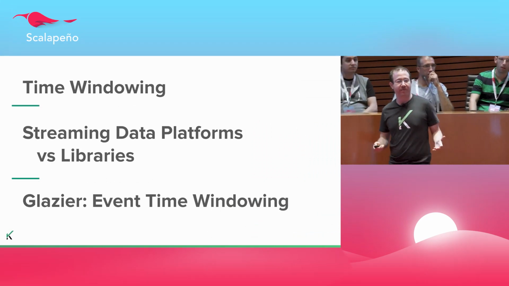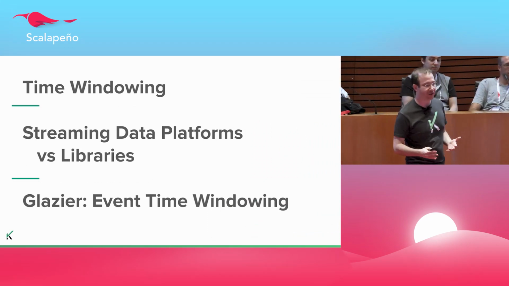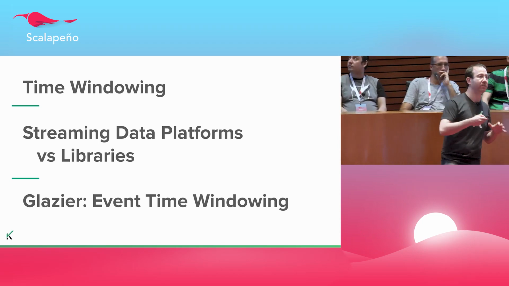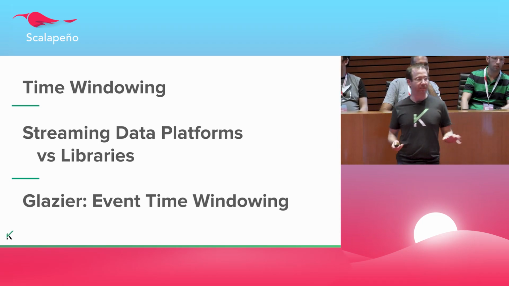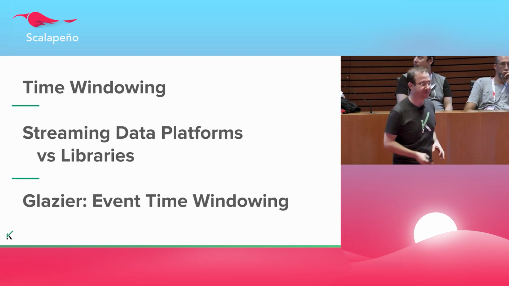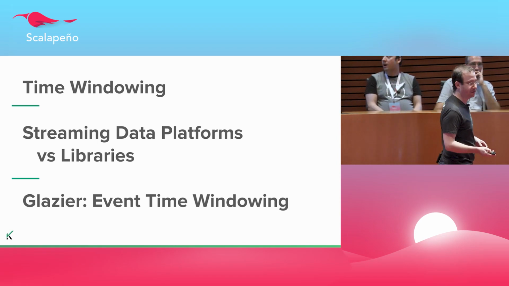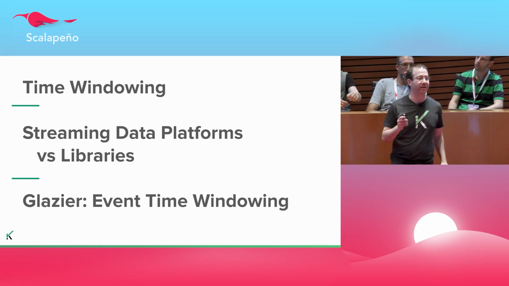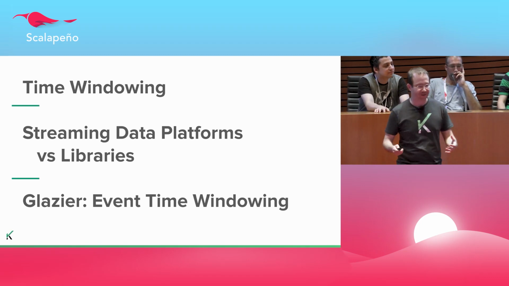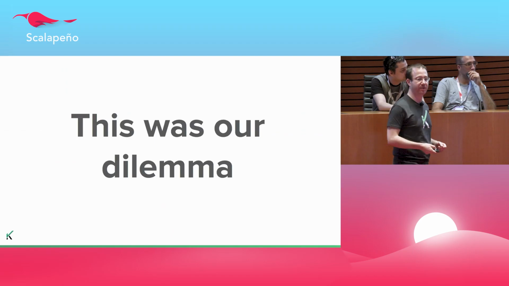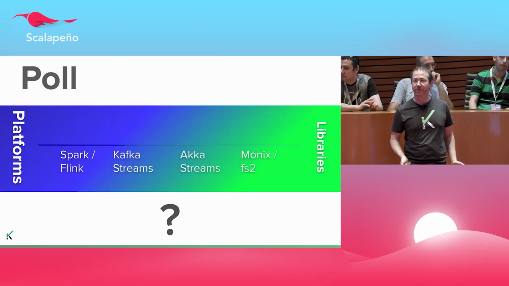So what we're going to talk about is, first of all, the concept of time windowing in streaming libraries. We're going to compare how much of that is available in streaming libraries as opposed to streaming platforms such as Flink and Spark. And then we're going to go over a library that we prepared to handle exactly that sort of thing with streaming libraries. So first off, I'd like to start with a question.